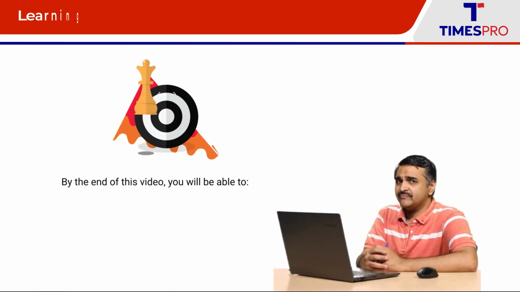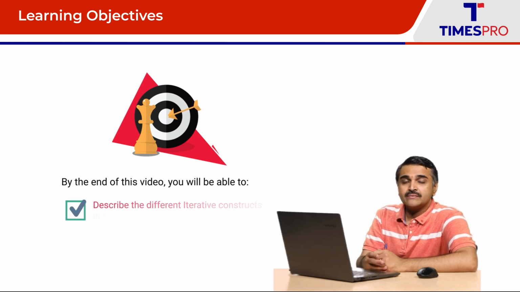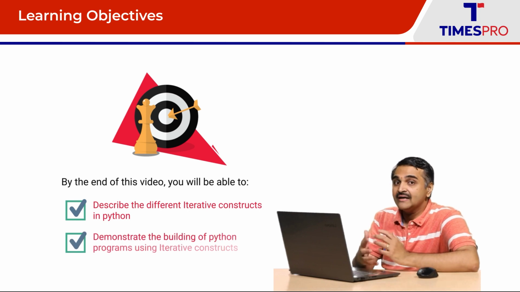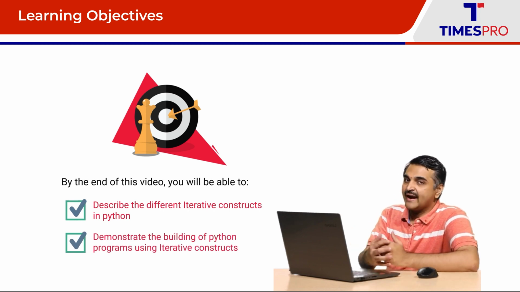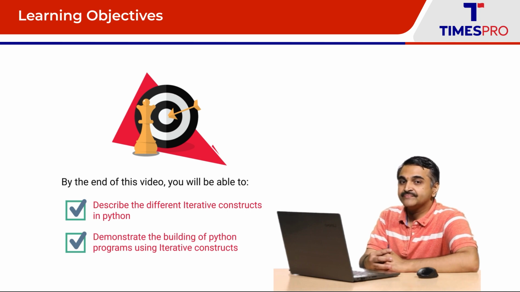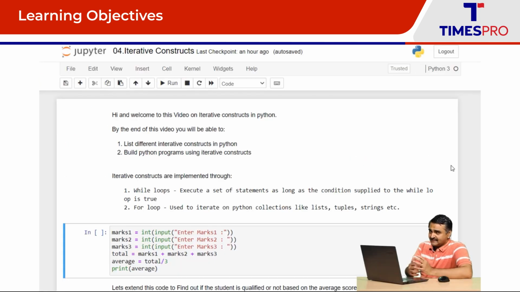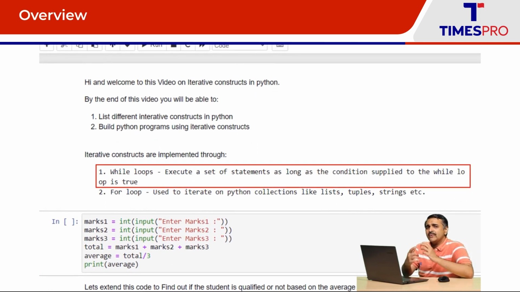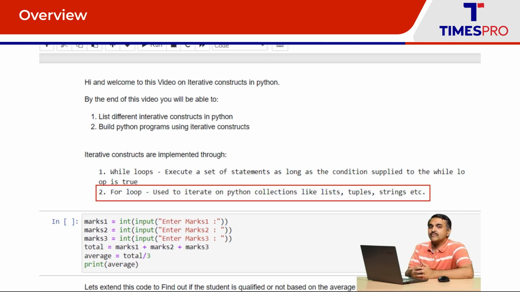By the end of this video, you will be able to list different iterative constructs in Python, and you will as well be able to build Python programs using these iterative constructs which are available in Python. Iterative constructs in Python are implemented through, one, while loops, where we execute a set of statements as long as the condition supplied to while is true. And then we also have a for loop, where we use a for loop to iterate on a Python collection like a list.